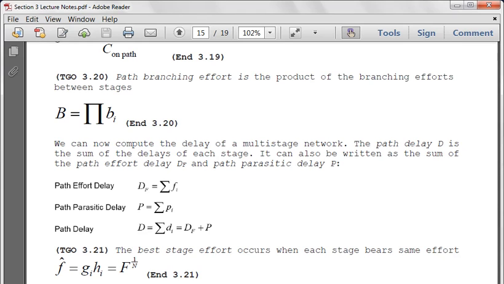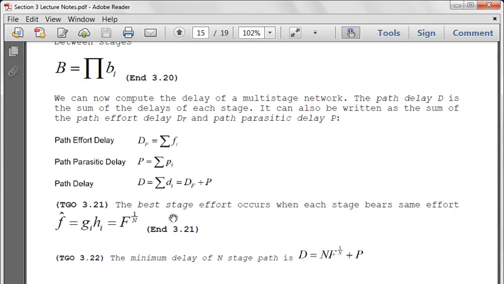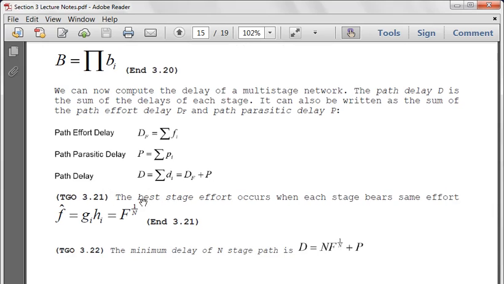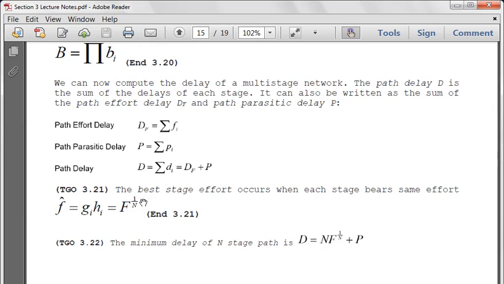So the whole idea is that we have now calculated this best stage effort. We know our path effort delay. We know our path parasitic delay. So we know the full path delay. Based on that path delay, we know the number of stages, and we try to calculate our best stage effort. Based on this, we know the number of stages, we know our best case scenario, and we know the parasitic delay. Therefore, we can calculate the minimum delay of an n-stage path, given the design.